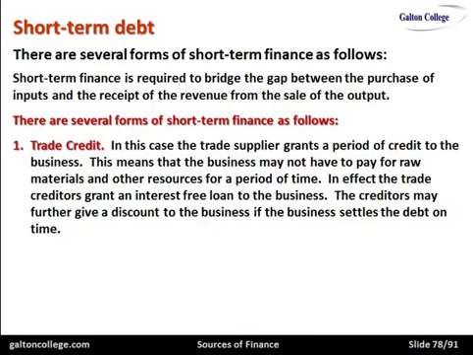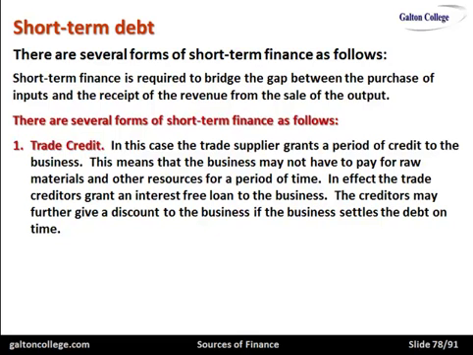Trade credit, for example. In this case, trade suppliers grant a period of credit to the business. So the company buys the raw materials or the components, but it doesn't have to pay for them immediately. It might pay for them a month later. This means the business may not have to pay for raw materials or other sources for a period of time. In effect, the trade creditors grant an interest-free loan to the business.